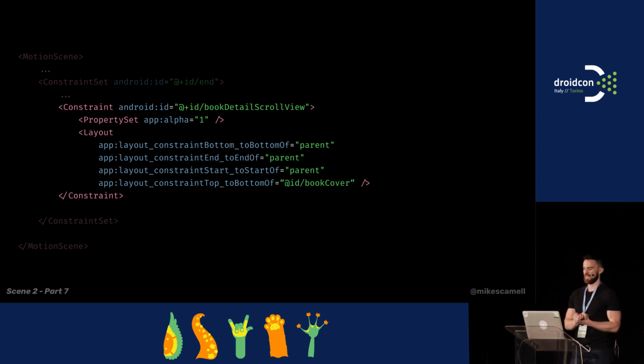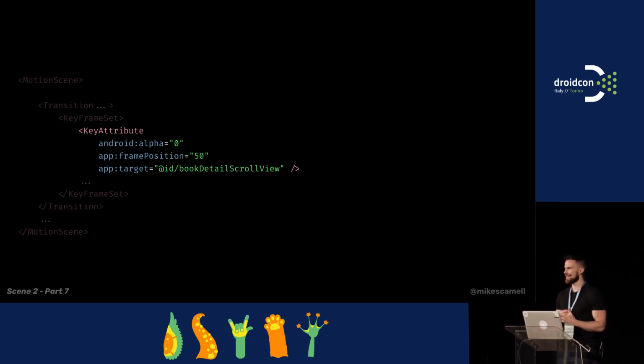In the end constraint set, we constrain the list to the bottom of the book cover so that it's offset slightly from the header, so that when the text comes in, it's not directly underneath that book cover, which is over the header and the white space. We also constrain to the bottom of the parent so that we fill the whole of the screen. Lastly, we add a key attribute to start fading the list in at frame 50, so it starts fading in midway through our transition, moving to underneath the header.